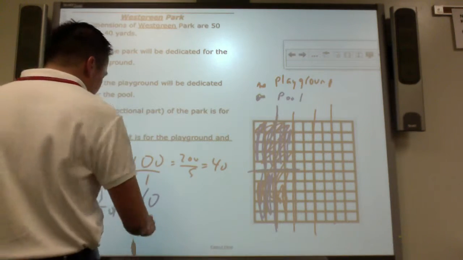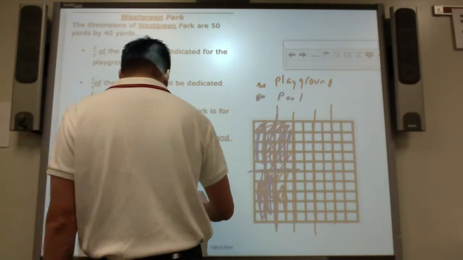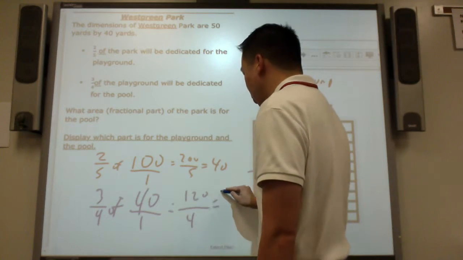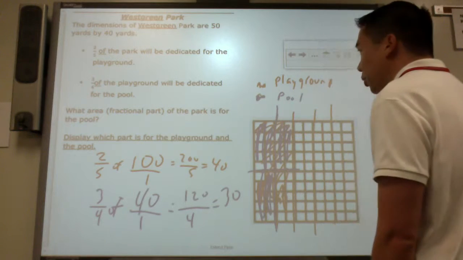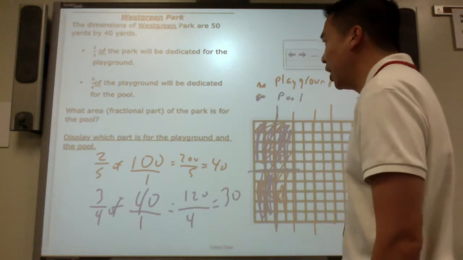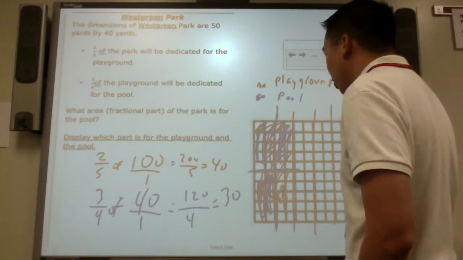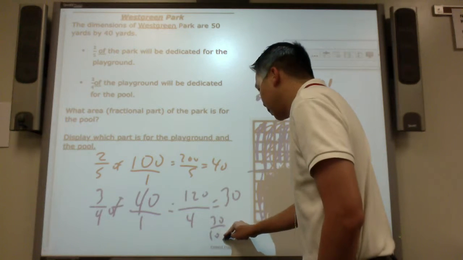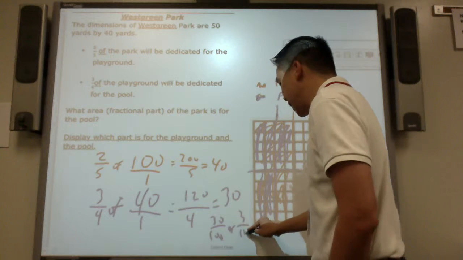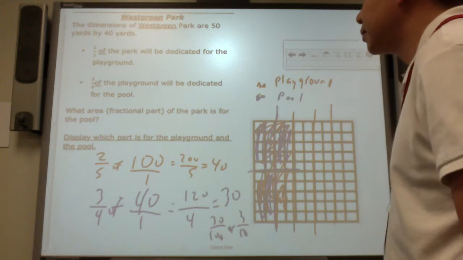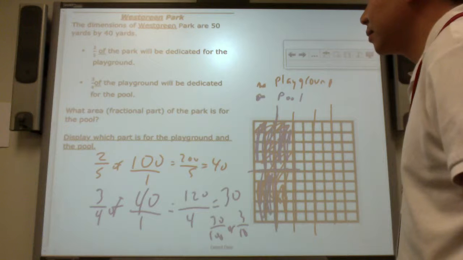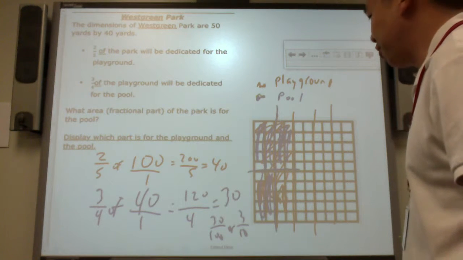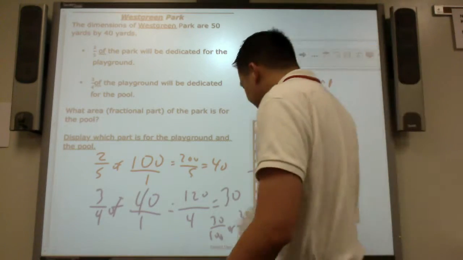So what's 3/4 of 40? That's 120 over 4. Or how many groups of 4 go in 120? 30. So, what fractional area of the park is for the pool? 30 out of 100, or 3/10. And that's the answer. However, is there a faster way to have gotten this?